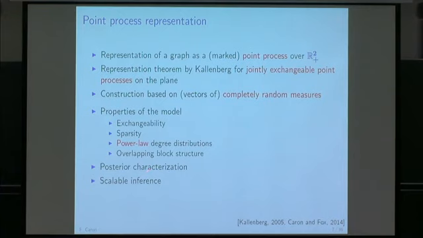We show that this model is exchangeable in the sense of exchangeability for point processes, and that we can have sparsity, so the number of edges grows subquadratically with the number of nodes, and a power law degree distribution. We also have some structure, in terms of overlapping block structure. And if we're interested in the statistical application, we can characterize the posterior distribution under this model and derive a Monte Carlo algorithm to estimate the parameters of this model.